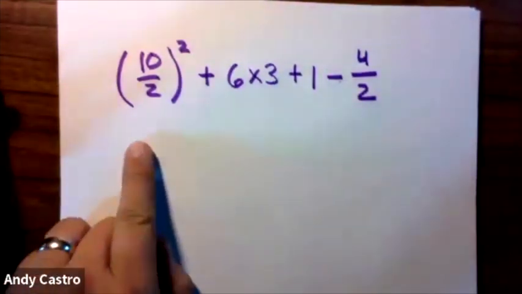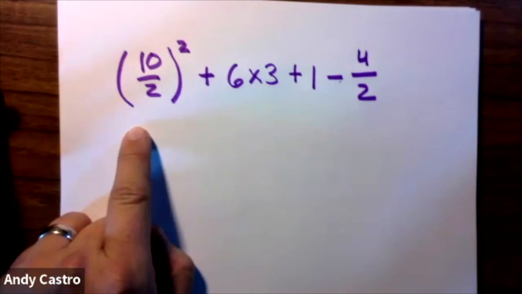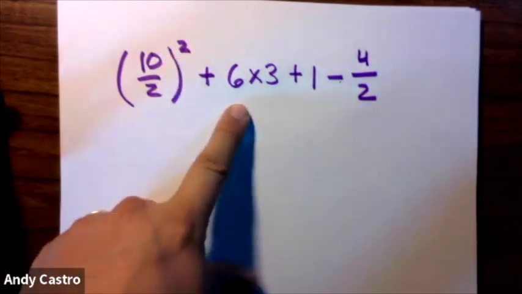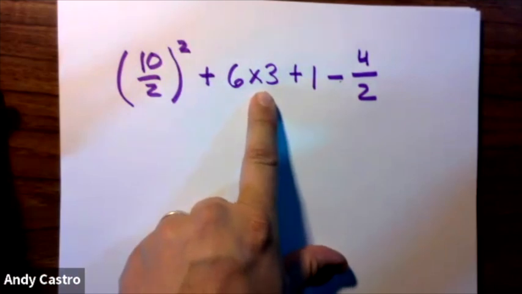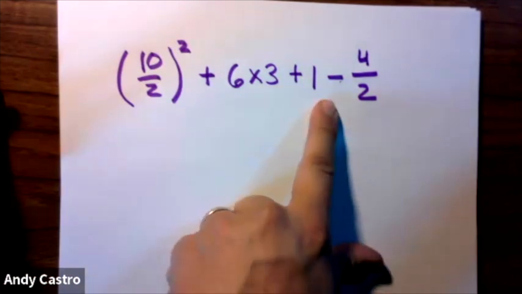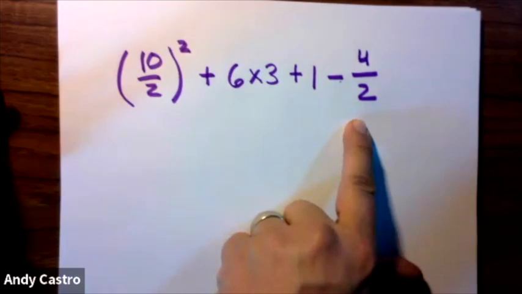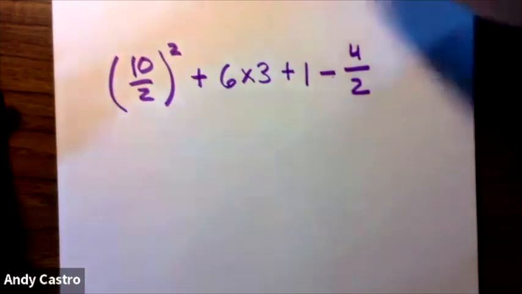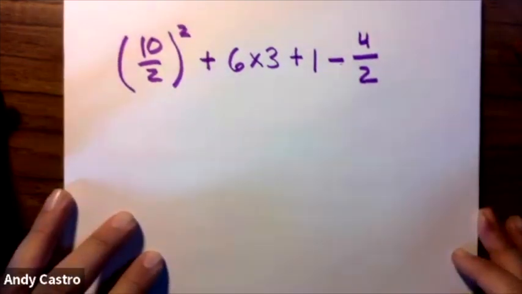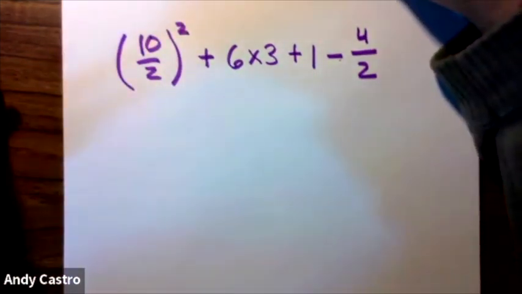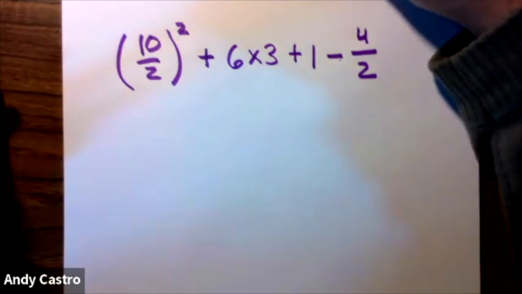All right, so this is the quantity of 10 over 2 raised to the second power plus 6 times 3 plus 1 minus 4 divided by 2. I'll give you a couple minutes here, and then I will show you what the answer is. And if you get it done and you just want to message me privately, then I'll let you know whether or not you got it right.